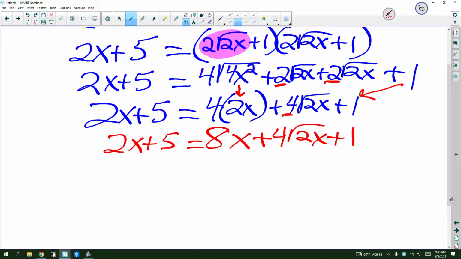Do you understand the left side? I got that. Okay, keep going. Then you get 6x. The square root of 4 is 2. The square root of x squared is x, so that's why that became 2x.